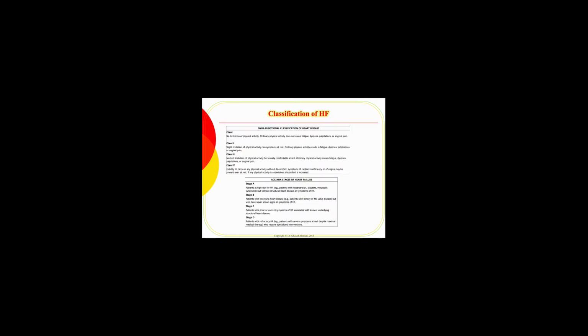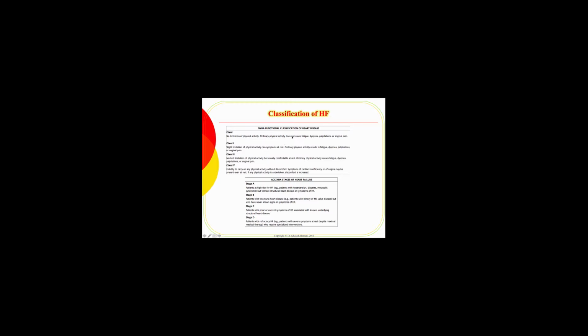Now, there's another classification based on the severity of the symptoms. There's mainly two classifications. We have the New York Heart Association functional classification. We have classes 1 through 4, and we have the American College of Cardiology and American Heart Association stages. They have it A through D. So these are, again, subjective. If you look at it, this is basically class 1, no limitation of physical activity.